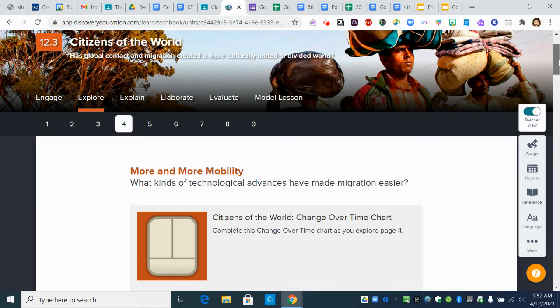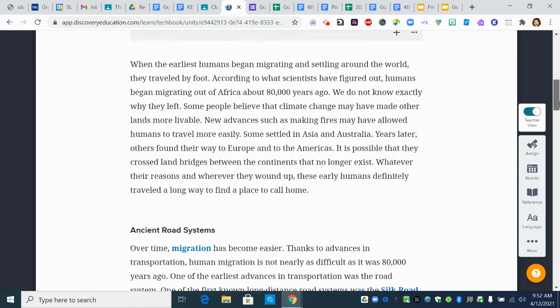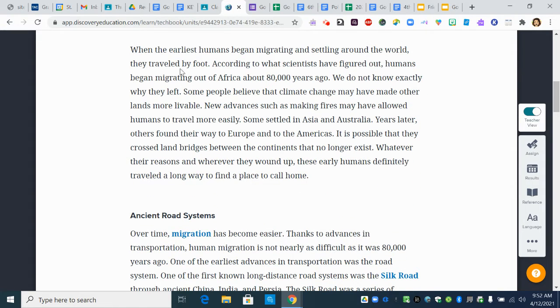Remember to highlight as you are following along. You can always stop the video and pause and then do what you need to do and then come back to it. So, more and more mobility. What kinds of technological advances have made migration easier? We're going to skip the chart. When the earliest human beings began migrating and settling around the world, they traveled by foot.